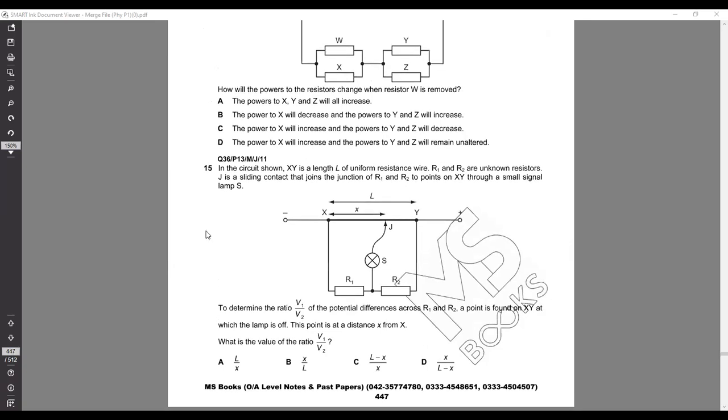Look at this. In this case, you have to use the exact same technique, but what's happening? They are not giving the values. You need to leave the answer in terms of the ratios. Got it? Try to do it, then I will discuss it with you.